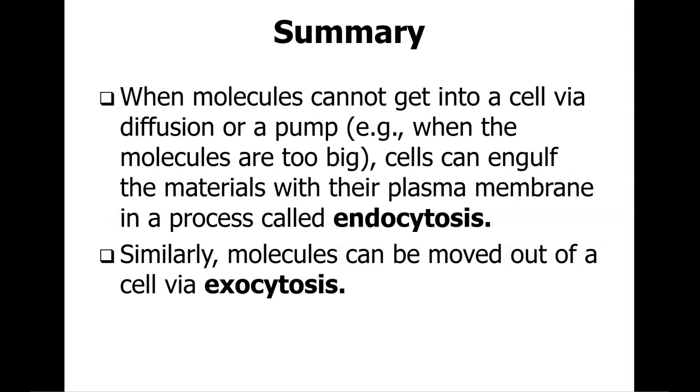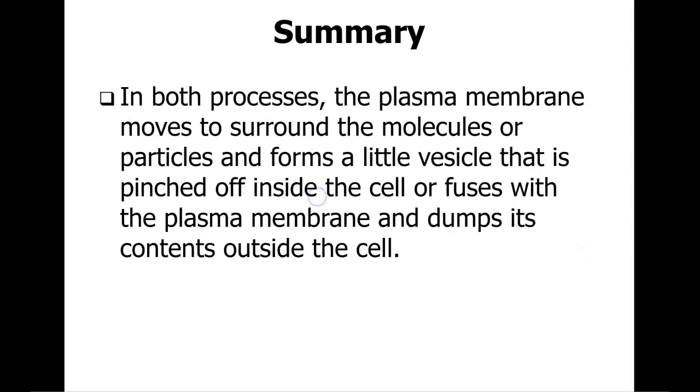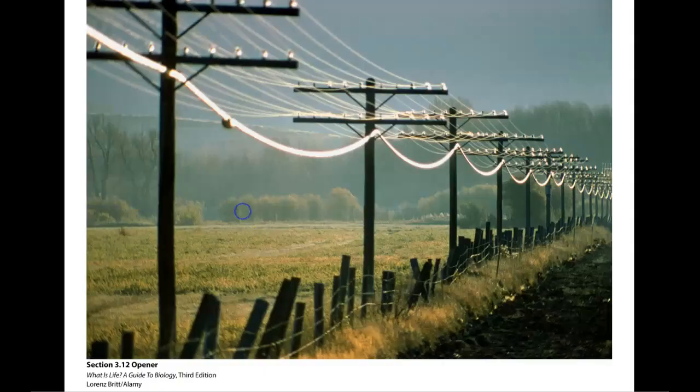So when molecules can't get into the cell through diffusion or a pump, if they're just simply too big, cells can engulf the materials with their plasma membrane in the process called endocytosis. Similarly, molecules that need to be taken outside of the cell to other parts can be removed through a process called exocytosis. In both processes, the plasma membrane moves to surround the molecules or particles and forms little vesicles that are going to be pinched off inside of the cell or fuse with the plasma membrane and dump the contents into the outside portion of the cell.